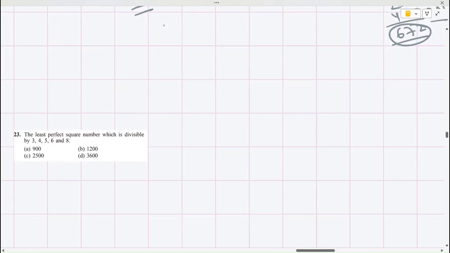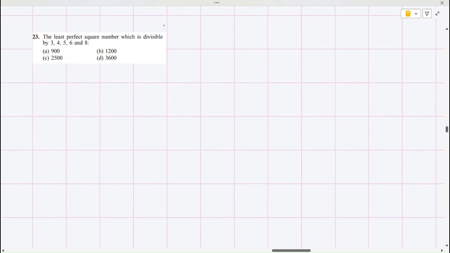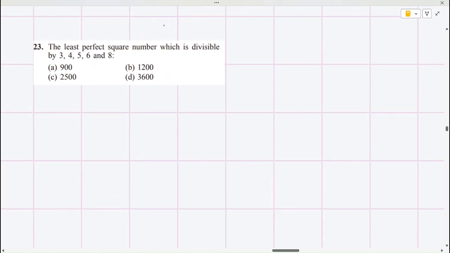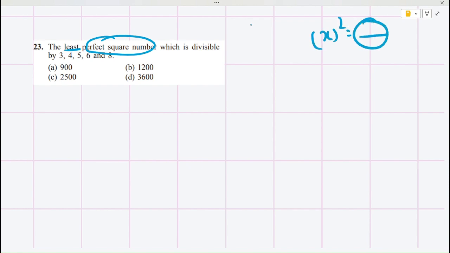Then moving on to this question, it says the least perfect square number which is divisible by 3, 4, 5, 6 and 8. So here we are talking about the least perfect square number. So the number should be a perfect square. Perfect square means a number that we can write as the square of some natural number. If we write a natural number here and then its square is this number, then we call such a number a perfect square.